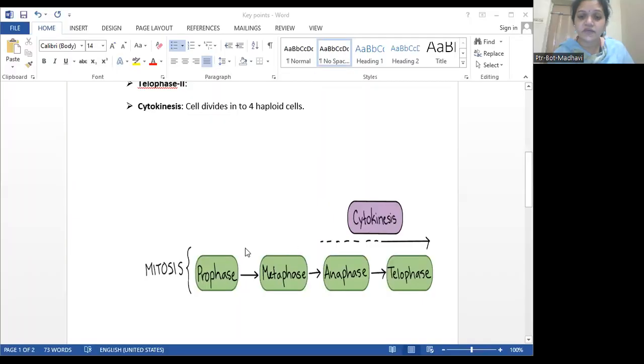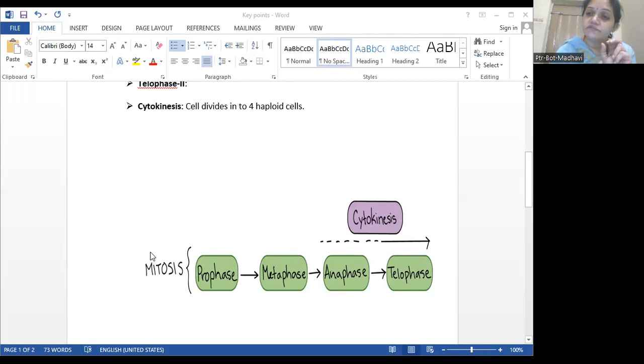And what could be the stages in this? I am sharing the screen, just have a look at this. See here, mitosis occurs in 2 steps. The first is the interphase and the M phase, and cytokinesis is the last step. In the M phase, cytokinesis will be there.